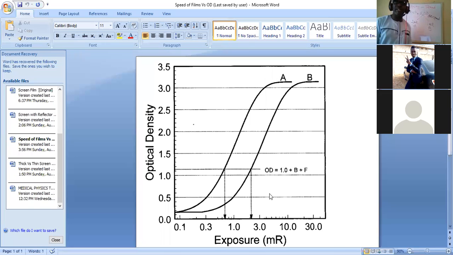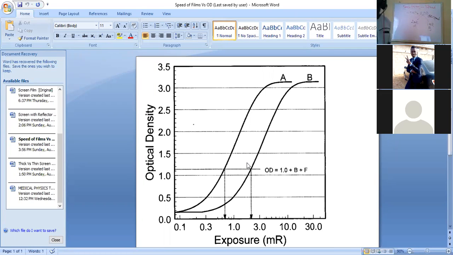So another important thing we need to note with film is why this change in speed of film. In some applications, we might want to have a film that responds very fast. For example, if you are dealing with angiography, of course, heart region, you want a film that has a very high speed, so that within a very short time, the film will capture whatever it wants to capture.